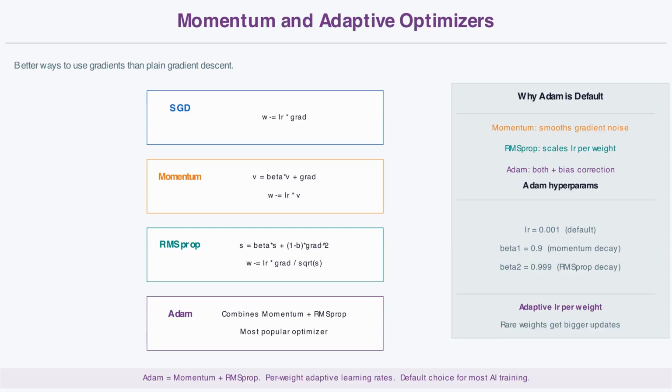Adam combines both ideas, momentum for smoothing and RMSprop for adaptive scaling, plus a bias correction term for the first few steps. Adam with learning rate 0.001 and default beta values is the starting point for virtually every modern AI training run. It is the default optimizer in PyTorch and TensorFlow for good reason.